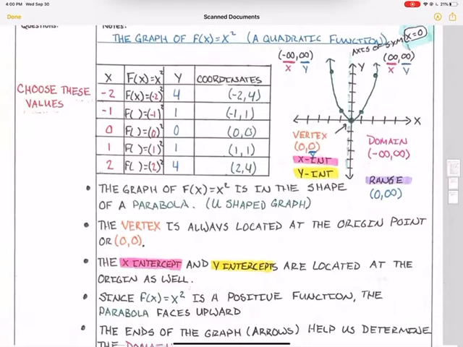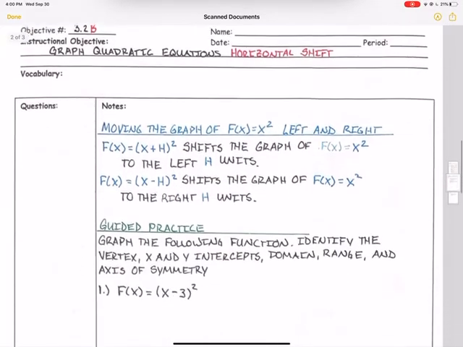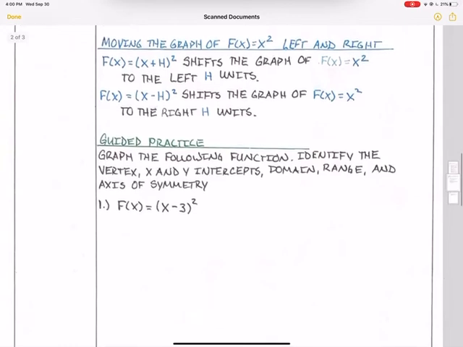So to move this graph left and right, we're actually going to look at an example below. Moving the graph of f of x squared left and right. So there's two things that could happen. You could have f of x equals x plus h, or f of x equals x minus h. This is how we shift left and right. X plus h shifts the graph to the left. X minus h shifts it to the right. Now, it's kind of backwards from what you would think, and this does trip students up, so you need to remember those two points. They're very important. If it's x plus h, we're going to the left. If it's x minus h, we're going to the right.